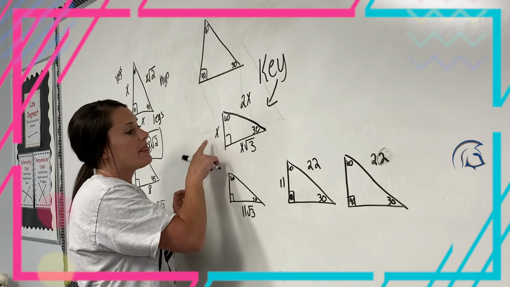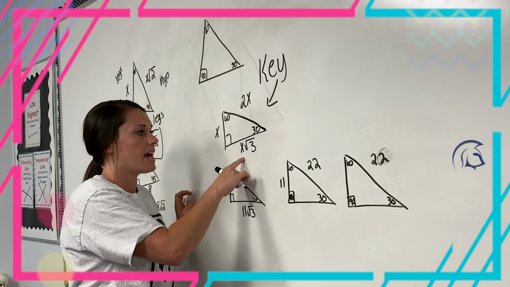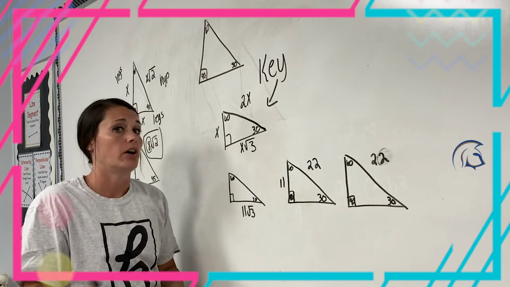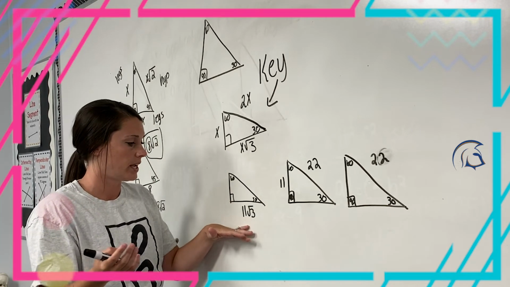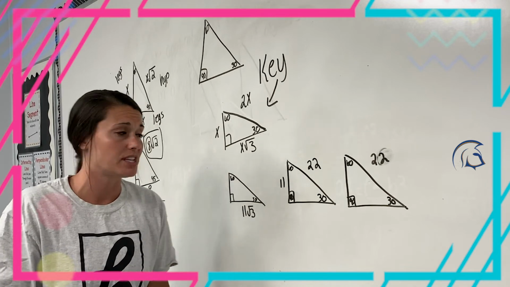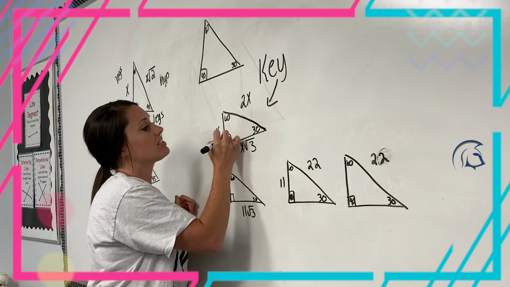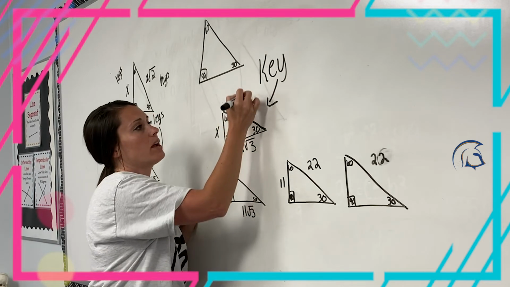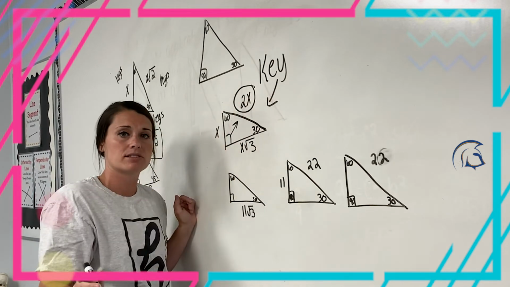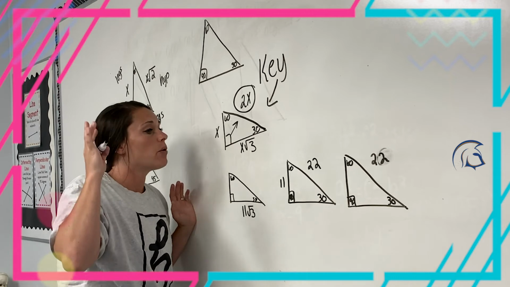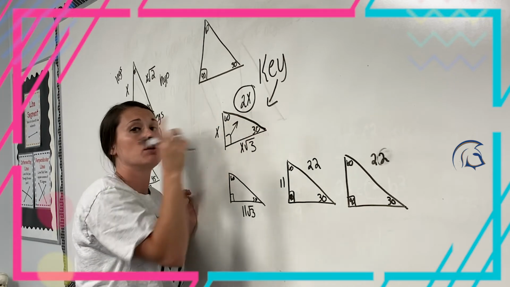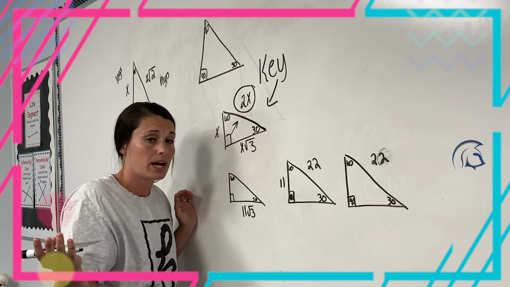All right, and then your long leg is x square root of 3, not 2, square root of 3. And it's not our hypotenuse, it's our long leg, okay? Now our hypotenuse is our side opposite the 90-degree angle, and it is 2x. Now, if you know any of these sides, you can solve for the other sides, okay?